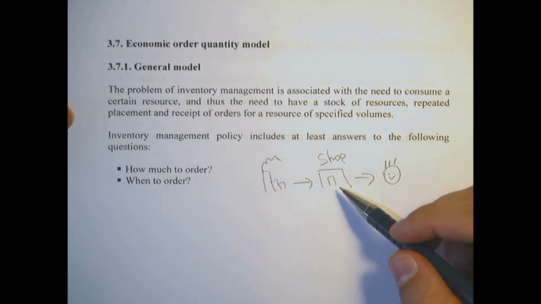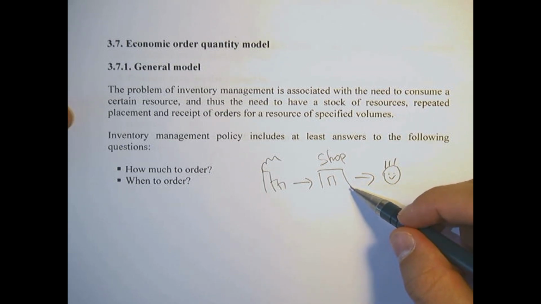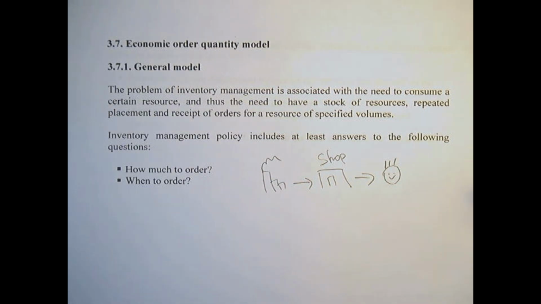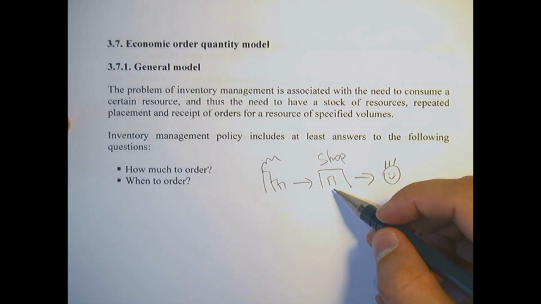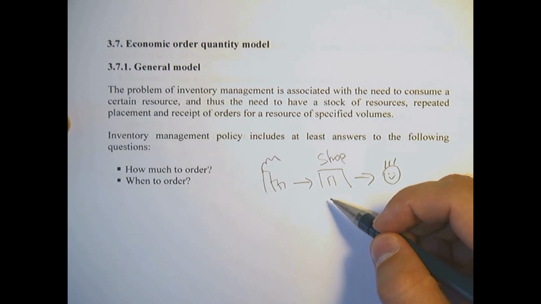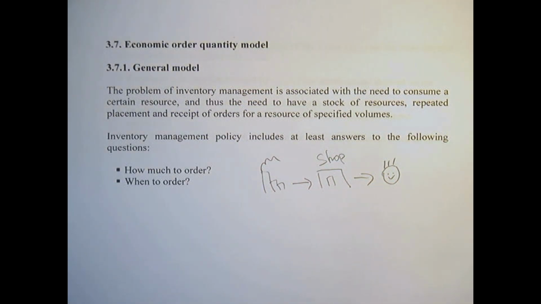And so the problem is the following. Assume that our customers continuously consume our product. For instance, we assume that our product is orange juice. So assume that customers continuously buy our orange juice, and we make orders to our supplier, and every time we order a certain batch of orange juice, so a certain amount of liters of orange juice.